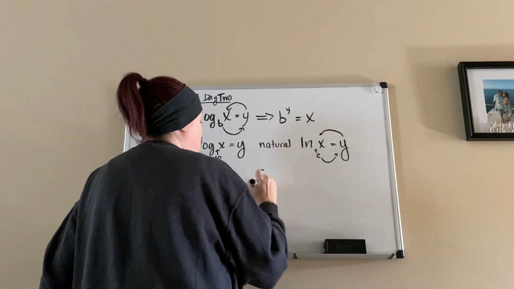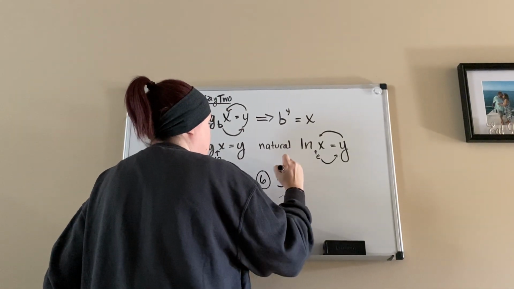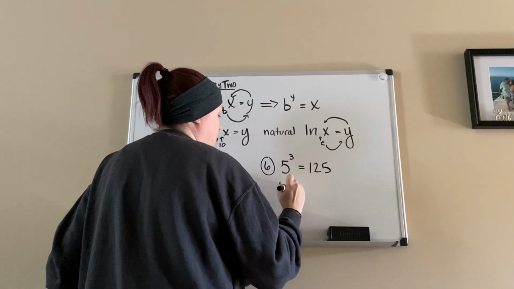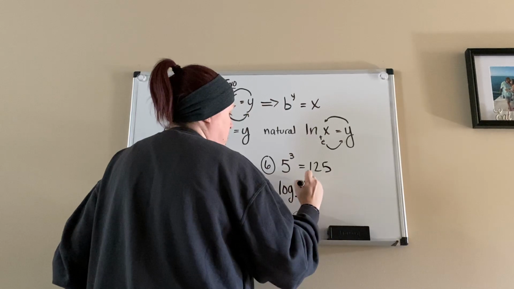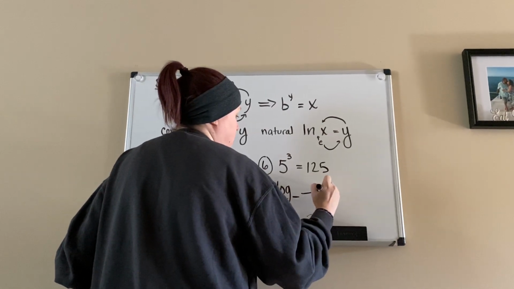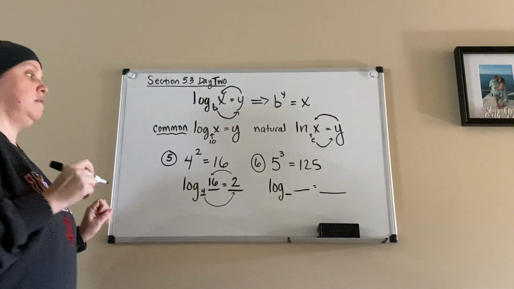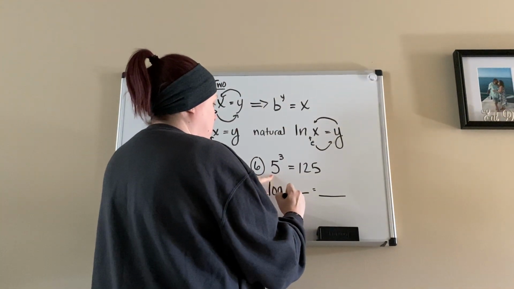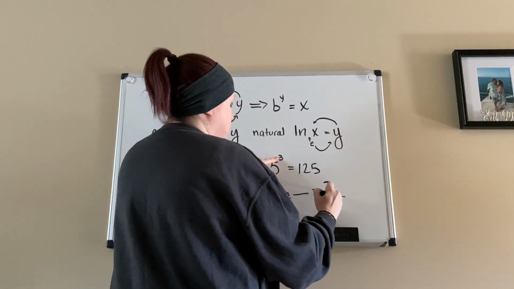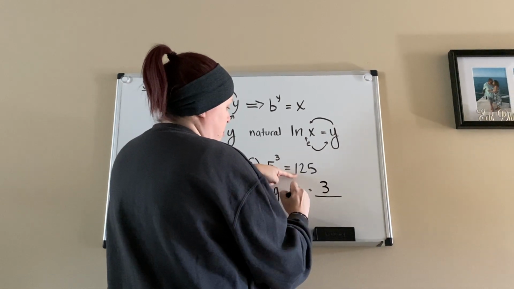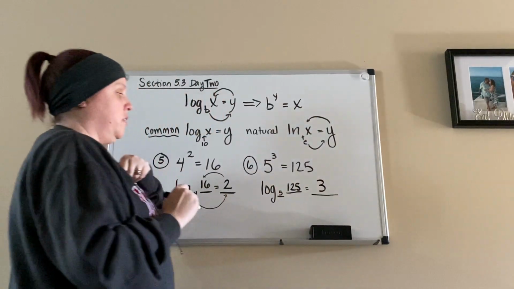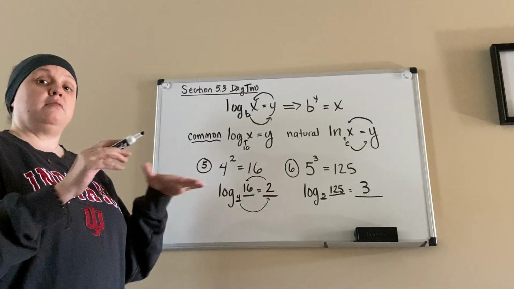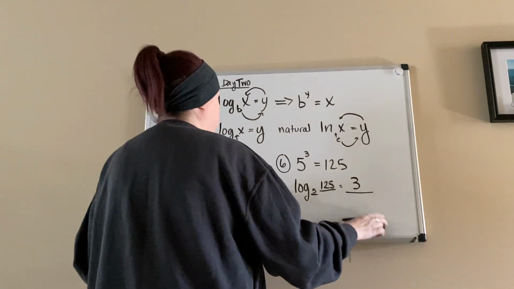Let's try it again. If I gave you 5 to the 3 equals 125, we once again want to do the log, figure out what goes at the bottom, figure out what goes next to it, and figure out what goes on the other side of the equal sign. The 5 goes down here at the bottom, the 3 goes on the other side of the equal sign, and that number goes inside the logarithm. Very easy to do, quick, short and sweet, to the point.